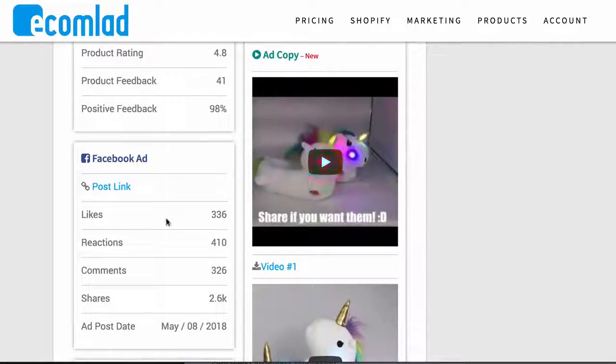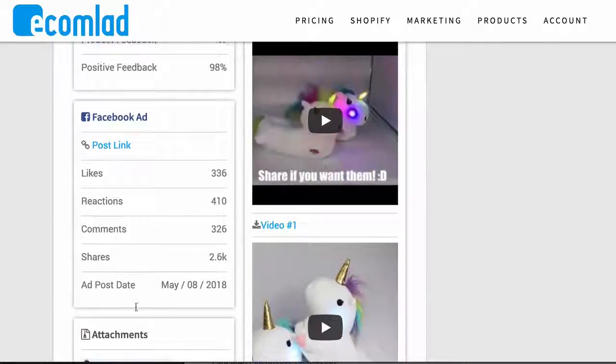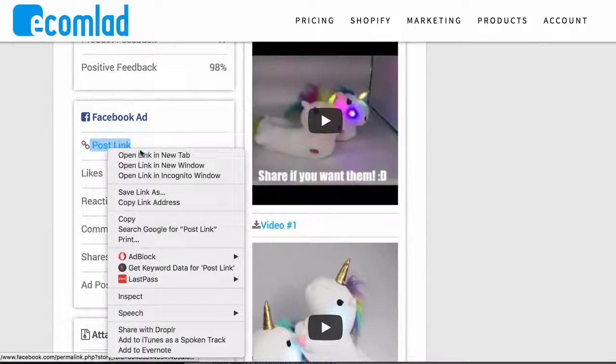If you keep scrolling down, it gives you a Facebook ad, how many likes, reactions, comments, shares, ad post date. Oh, I like this. So this is really, really important because there's a lot of ads on Facebook that are not current, right? They're not current to what people are doing, not current to the algorithm changes that Facebook is always implementing. So you have to look at the ad post date. Now this ad was posted on May 8th, this specific ad. So if you click this link, it should say May 8th, which was about 2 weeks ago.